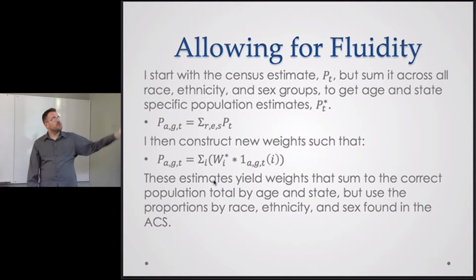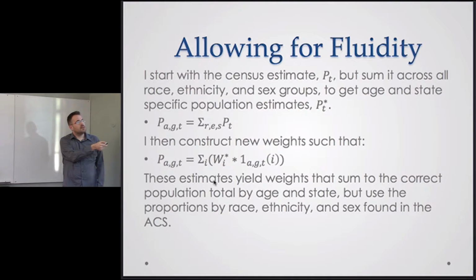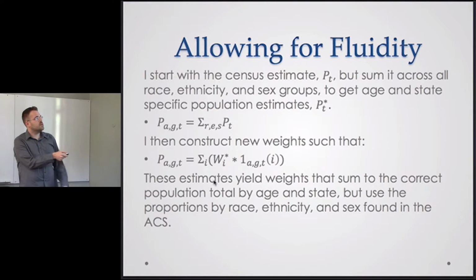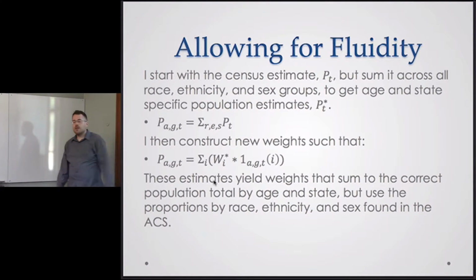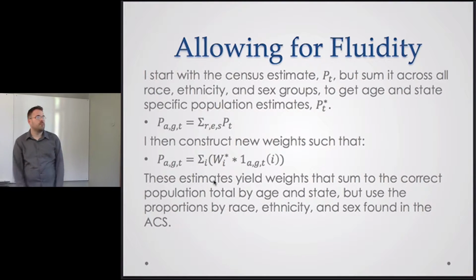So what I do is I start from these same population estimates, but I first sum across race, ethnicity, and sex to get a specific population by age, geography, and time. I then create new survey weights that are not representative by race, ethnicity, and sex by constraining each person in age, geography, and time. If you multiply them by their weights, then you get the population for that group.